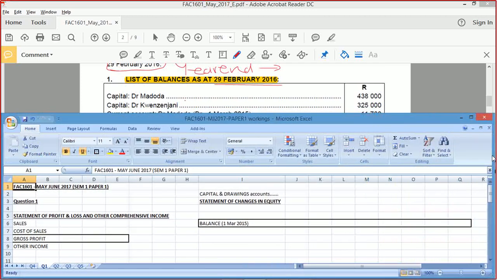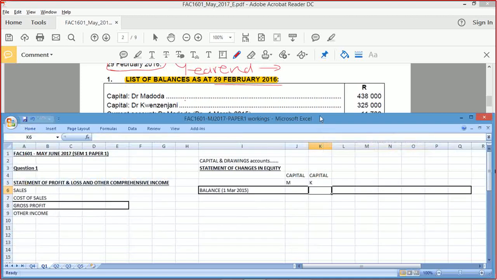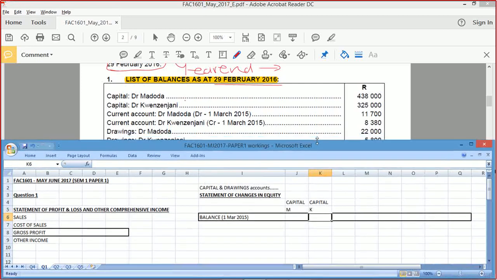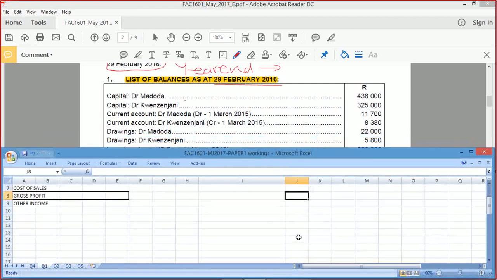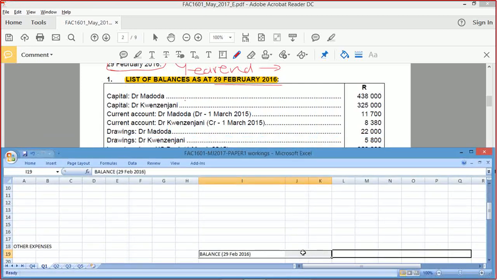Okay, so let's shrink this and write down those balances. What do I have here? Well, I have capital for M and for K. So let's put a heading for that: Capital M, Capital K. These are balances at 29 Feb. Is that at the beginning or at the end? End. Correct. So I'm going to write that figure here, balance at 29 Feb.